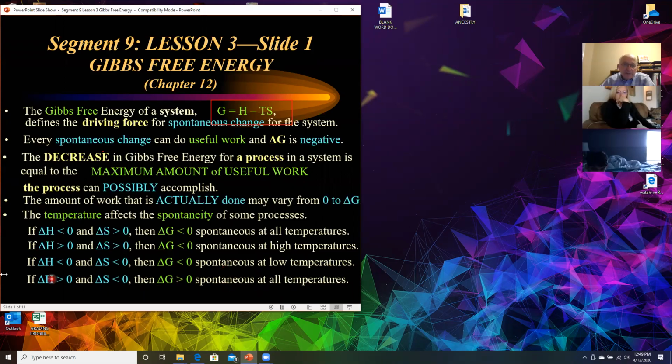And of course, if you take the other possibility, delta H is greater than 0 and delta S is less than 0, then delta G would be greater than 0. That's not going to be spontaneous at all. That sign is wrong. It's greater than 0. That sign is correct. You need to make a note on that, and I'll fix it when I get back. That should be not spontaneous at any temperature if delta G is positive.